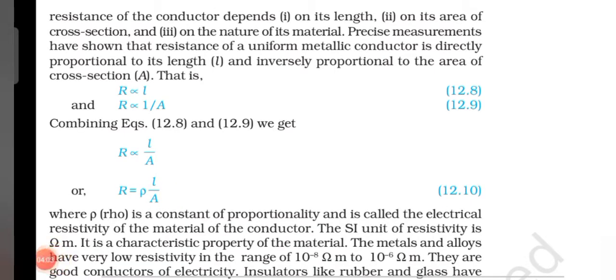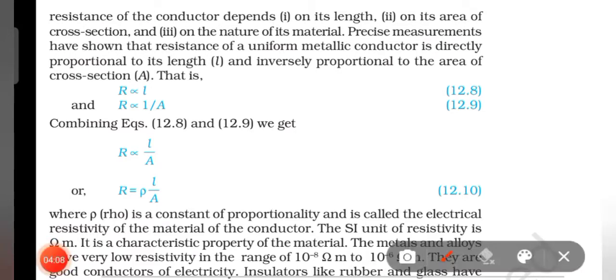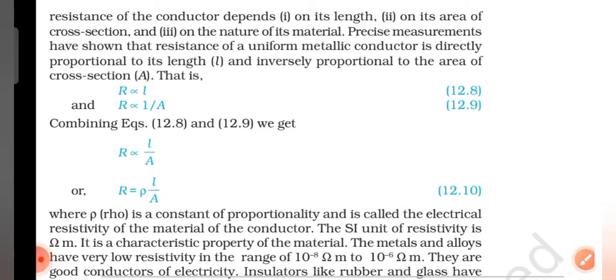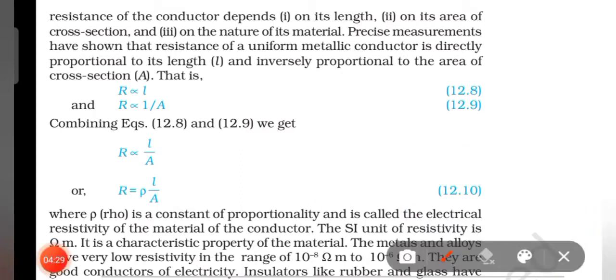Next, resistance of a conductor is inversely proportional to its cross sectional area. If something is inversely proportional, you write the proportionality sign with 1 upon, so R ∝ 1/A. If we combine both equations 1 and 2, we get that resistance is inversely proportional to A and directly proportional to L.